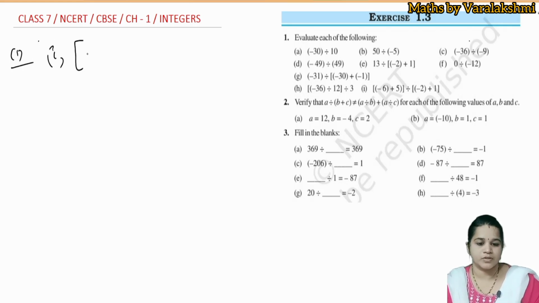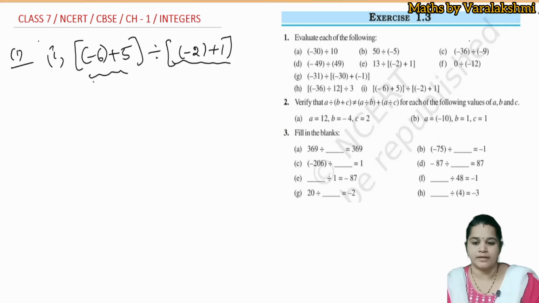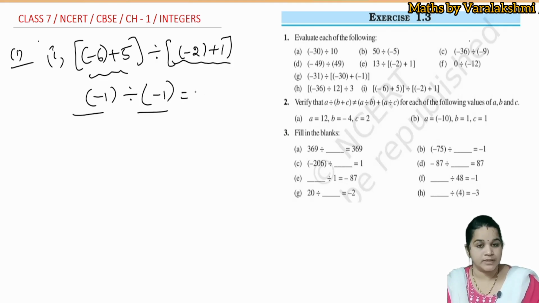I sub question, minus 6 plus 5 divided by minus 2 plus 1. First we need to solve the inside of the bracket value. Minus 6 plus 5 is minus 1 divided by minus 2 plus 1 is minus 1. So these two are negative integers, so we'll get the result as a positive integer. 1 divided by 1 is 1 obviously.